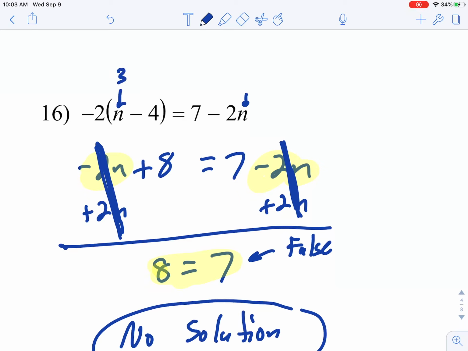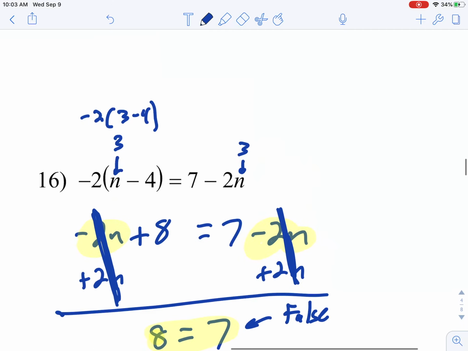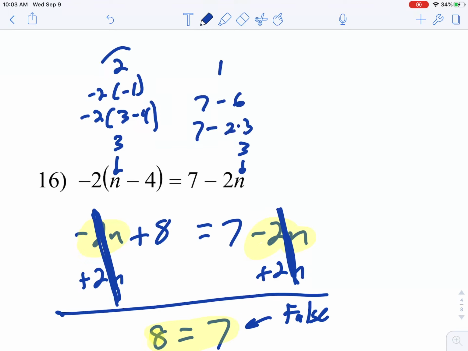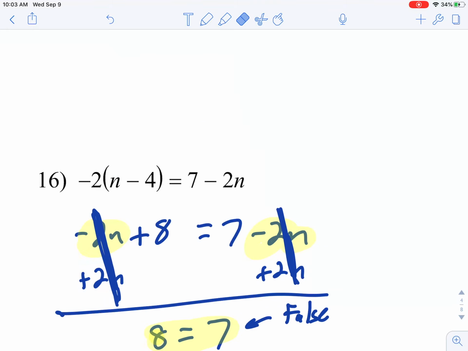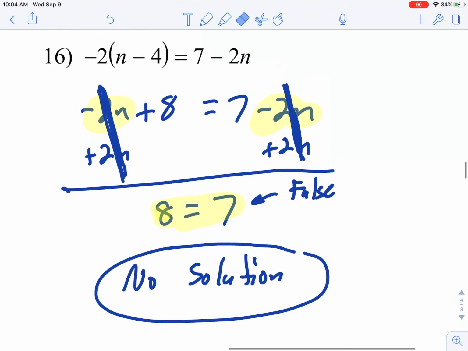So say we plug in a 3. So over here, we get negative 2 times 3 minus 4. That's negative 2 times negative 1, which is positive 2. Over here, we get 7 minus 2 times 3. That's 7 minus 6. That's 1. Does 2 equal 1? No. So 3 is clearly not the solution. There's infinitely many numbers we could try. I'm telling you, none of them would work. This is a no solution problem.